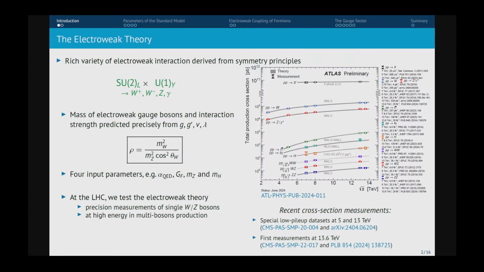So, for example, this reference here provides cross-section measurements at 5 and 13 TeV with a precision of just 1 or 2%. And it is these large event yields and the precision, both in the measurements and in the theoretical predictions, that allows us to test the electroweak theory, either through precise measurements using single electroweak gauge bosons, or we go to high energy where we produce multiple of these gauge bosons.